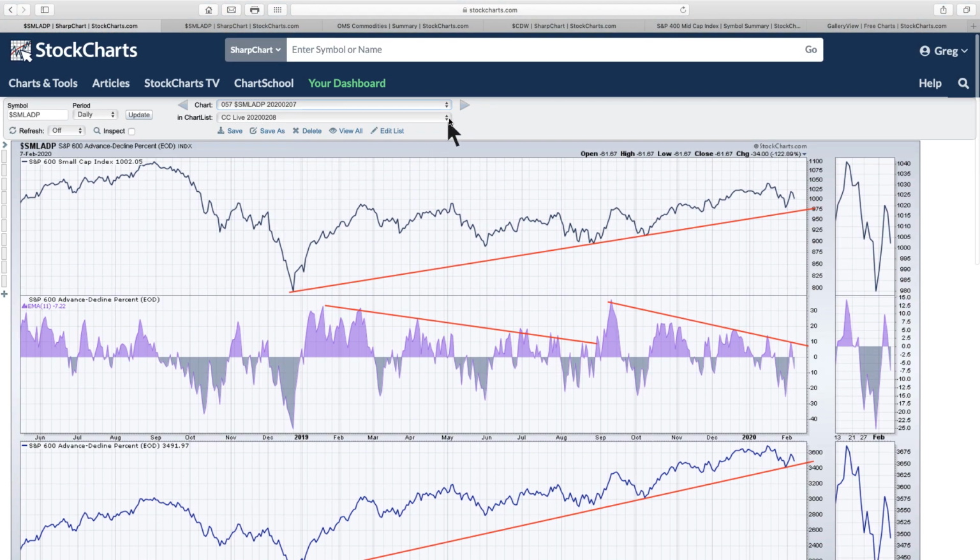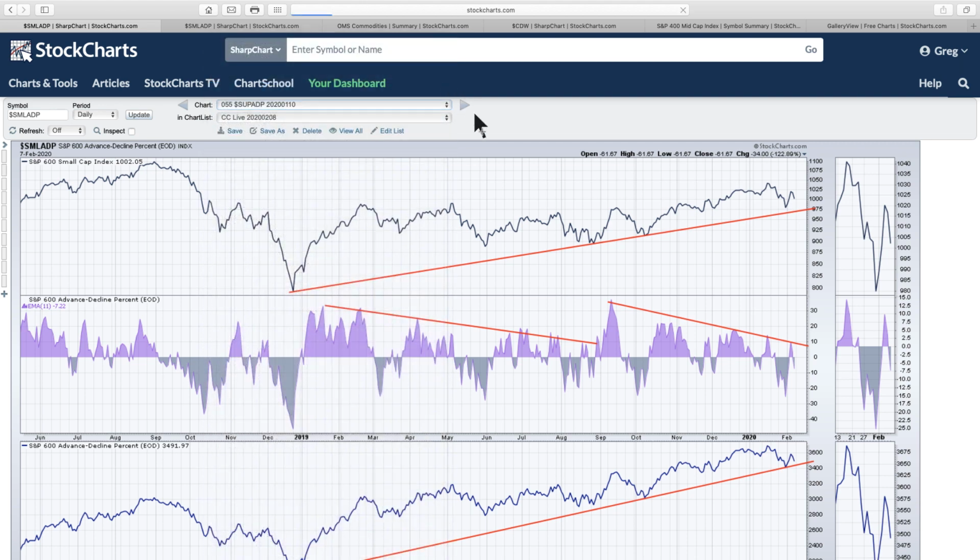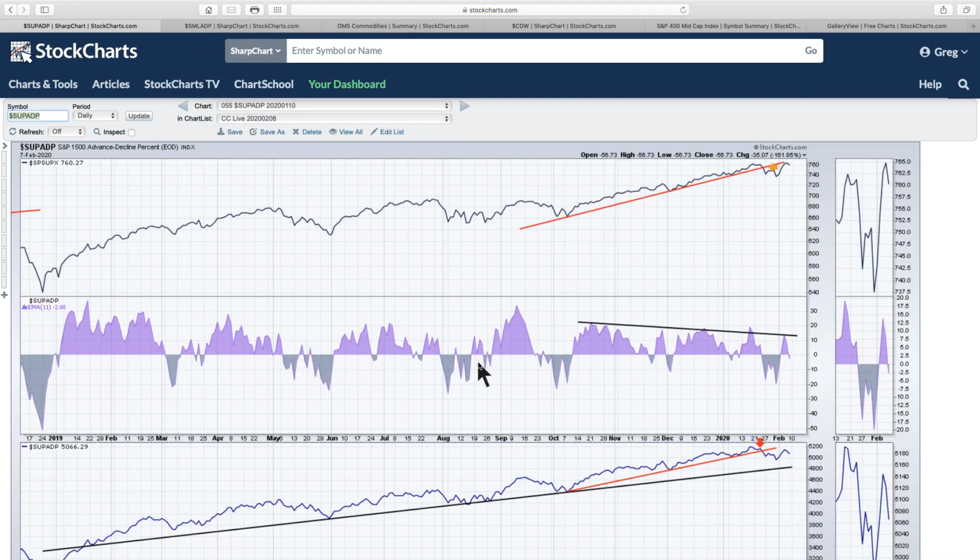What I want to show, just to start off with, is I want to work through the different advanced decline percentages. So this is the 1500 advanced decline percentage, and I started using this about 6 months ago, and it was an Arthur Hill idea. It was to use the 1500 instead of the S&P 500, and I do like it because of its unique properties, just a little bit larger than the S&P 500.